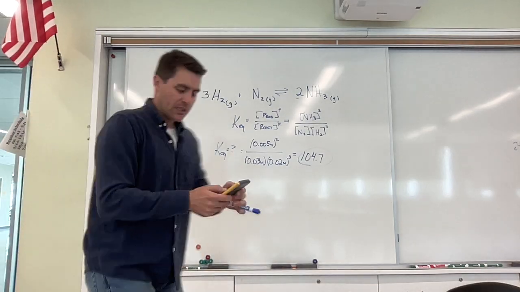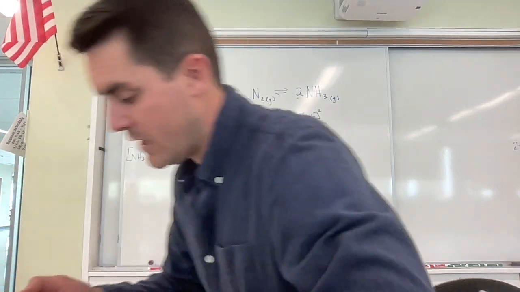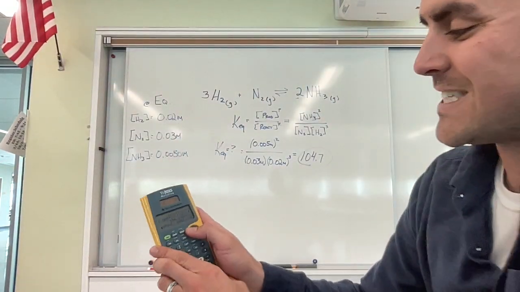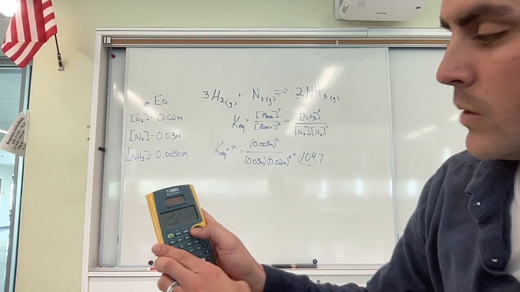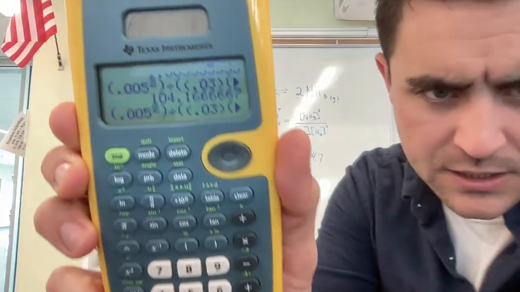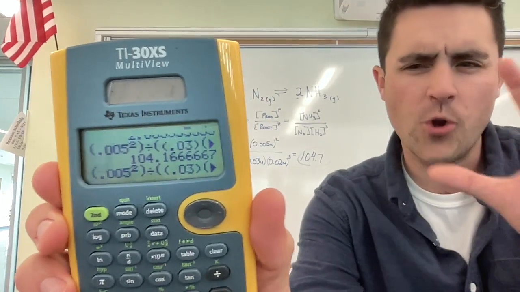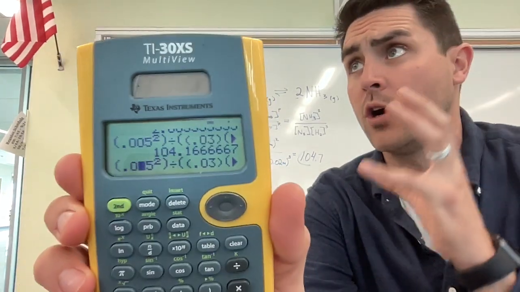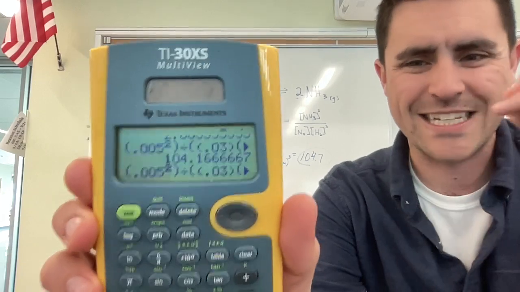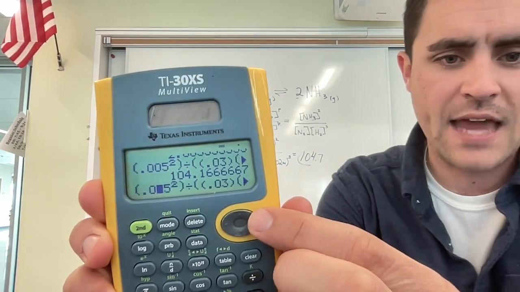Now, how did I do it? Let's look closely at my work. If I look really closely at my calculator, here is exactly what I typed in. I have parentheses, 0.005 squared. I keep that whole numerator in parentheses to make sure that the calculator knows this is a number. And then I divide it, and look what I did.